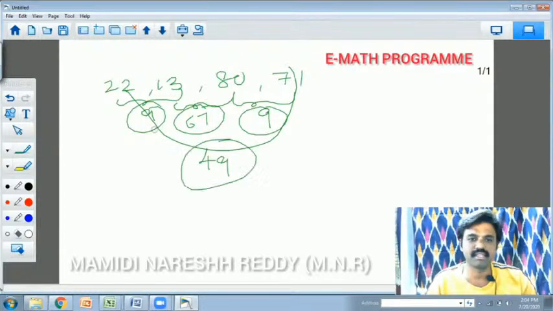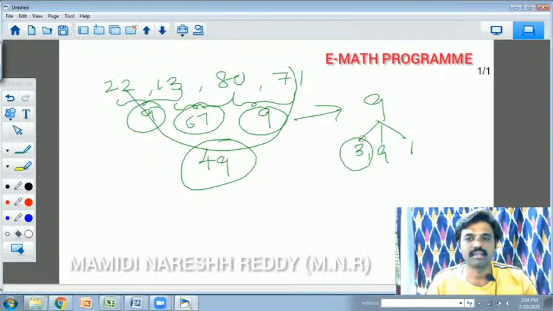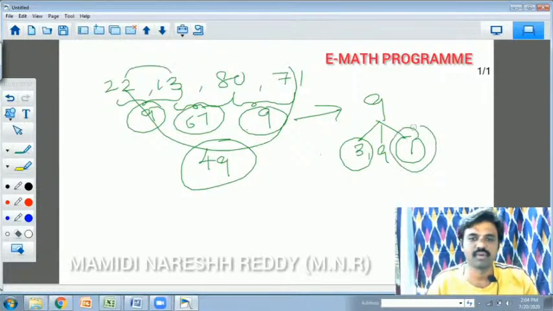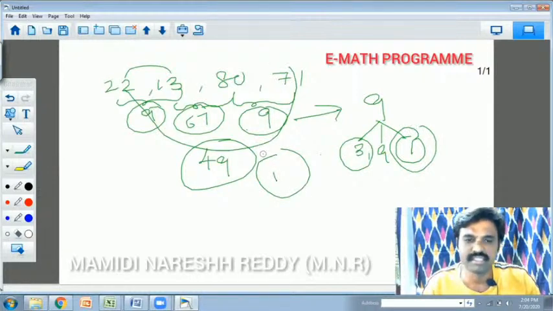As I said, the least number is 9. So let us take the factors of this one: 3 and 9 and 1. The least one is 3, but 1 also is there. Neither 3 nor 9 is a factor of all of these 4 numbers. That's why the final answer is 1. So 1 is the GCD of these 4 numbers.